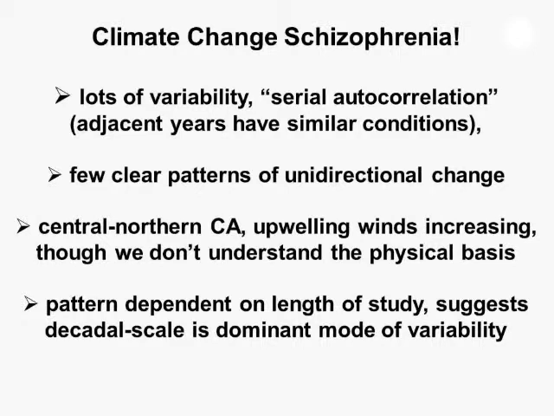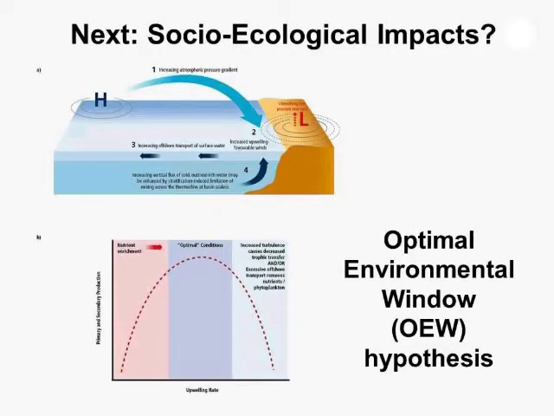But these patterns that we're describing, they're all dependent upon the length of study. And in particular, this really suggests that right now, while we're getting global warming signals that are affecting biology, the decadal scale is still dominating. Otherwise we wouldn't be seeing that the patterns are dependent upon the length of study. There'd just be one constant change, and we're not really seeing that yet. So that's where we're at with the physical side of things.